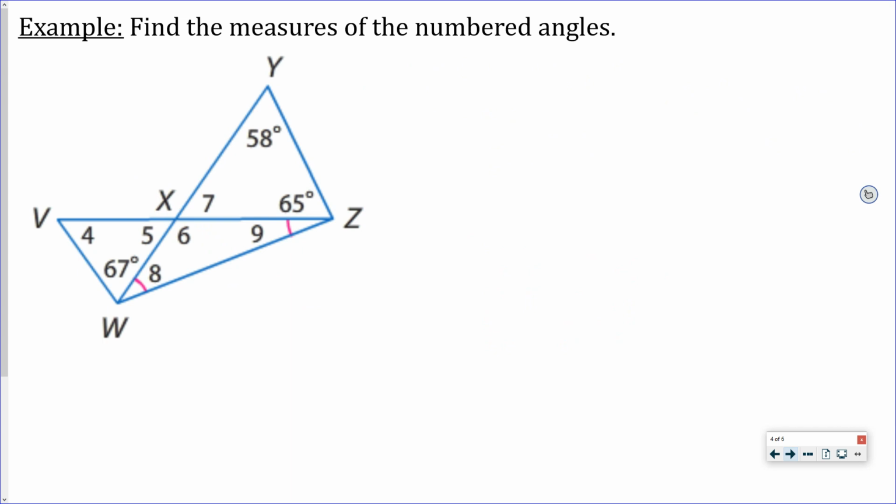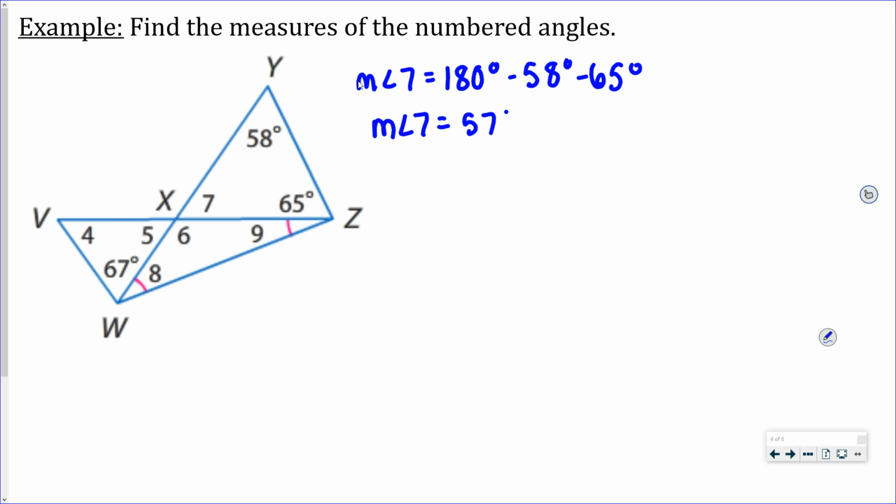Now, just because 4 comes first numerically doesn't mean you have to find that one first. You can find whatever one's easiest. Which one do you guys think would be the easiest to find here? You can just shout it out. 7. 7, right? 7 would be really easy to find because I know these two angles. So 7 would be 180 minus 58 minus 65, which gives us 57. I like to write it in there.